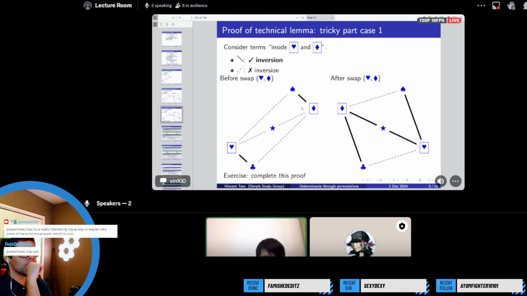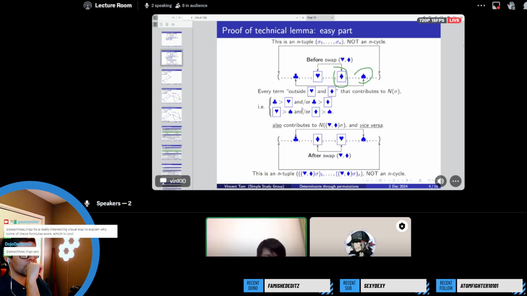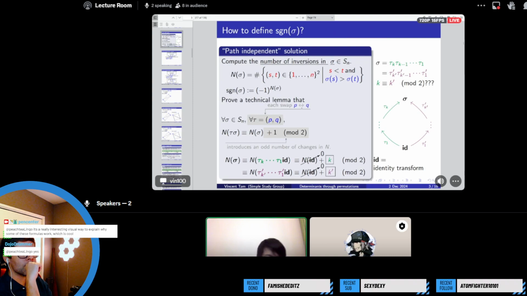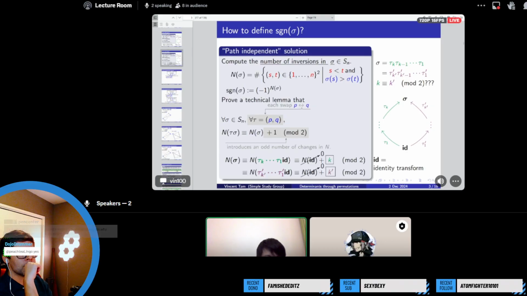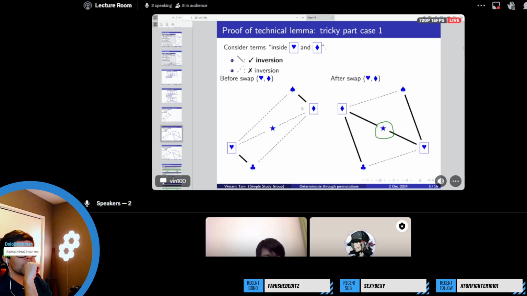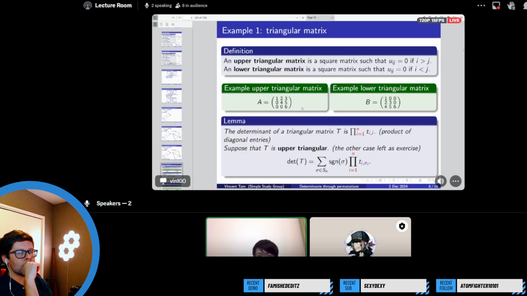Now we have the definition of the sign of a permutation, sgn of sigma. Let's try the first example, a triangular matrix, to test our understanding of the definition of determinants presented in this slide.